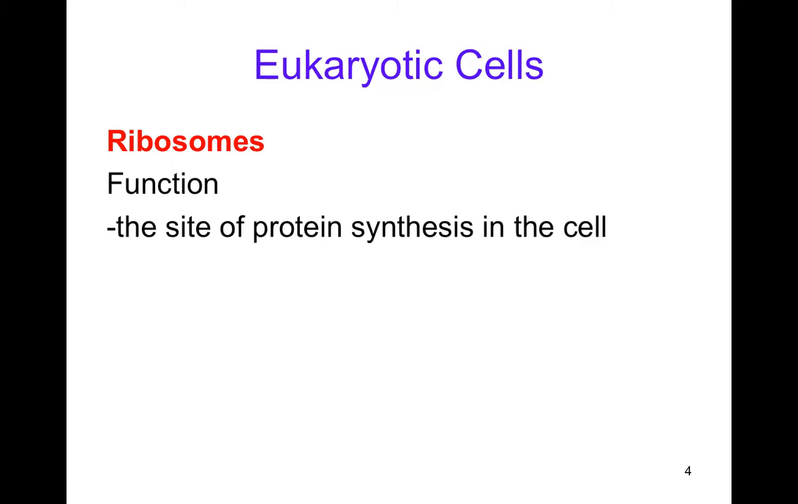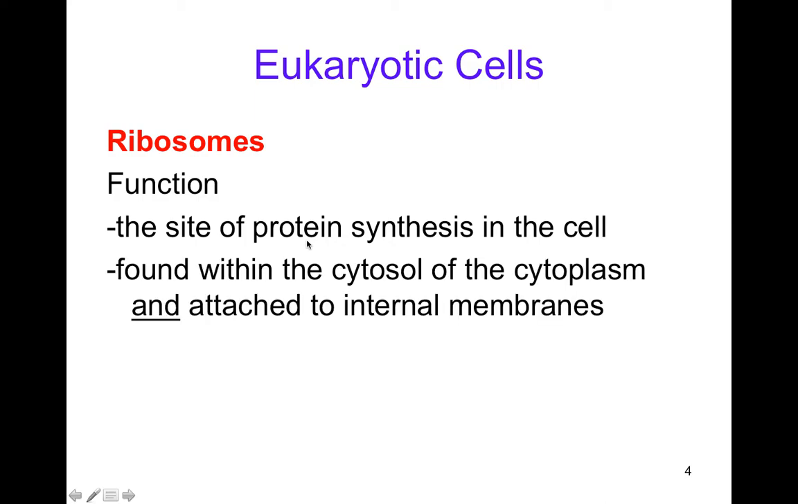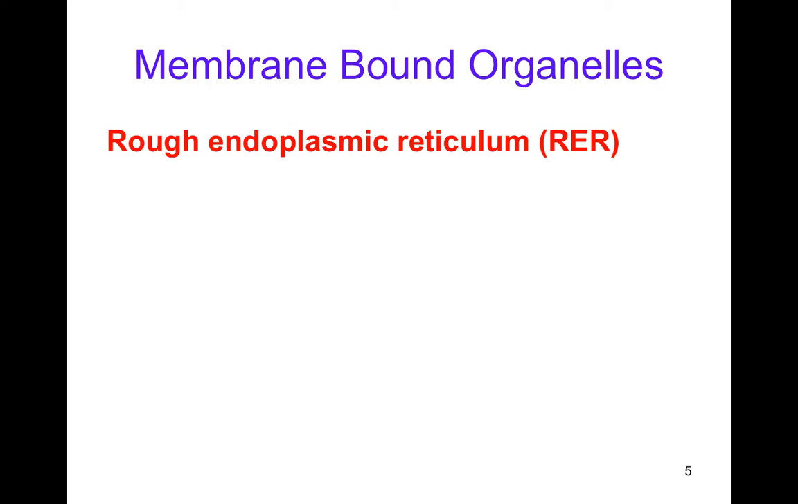Ribosomes' function is basically to make proteins. That's their role. The word synthesis means to build from many parts, so what it does is it basically builds proteins. It's typically found either free floating in the cytosol, the fluid of the cytoplasm, and sometimes it's also attached to internal membranes. For example, the next organelle, called the rough endoplasmic reticulum.